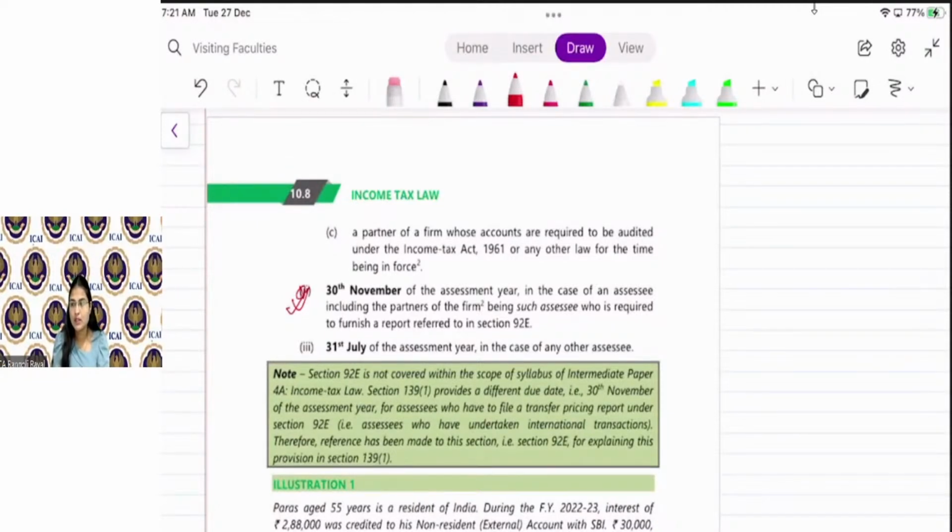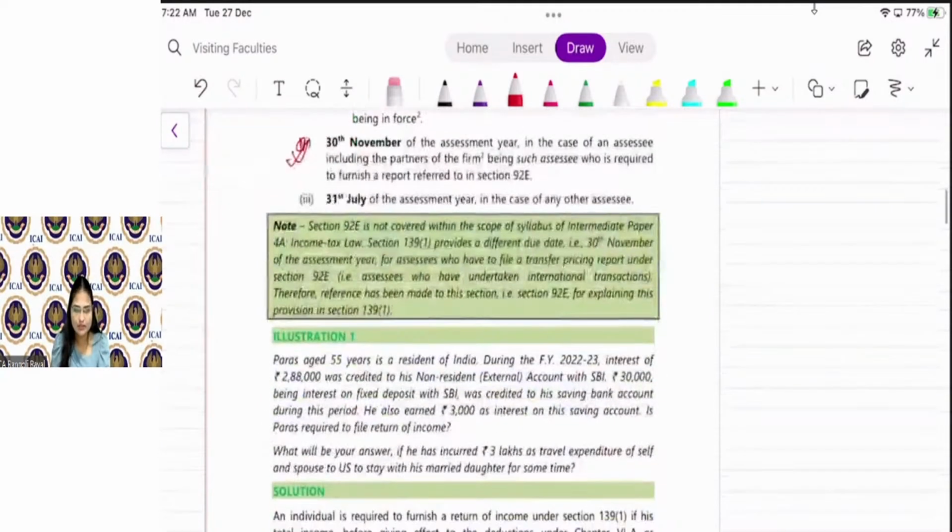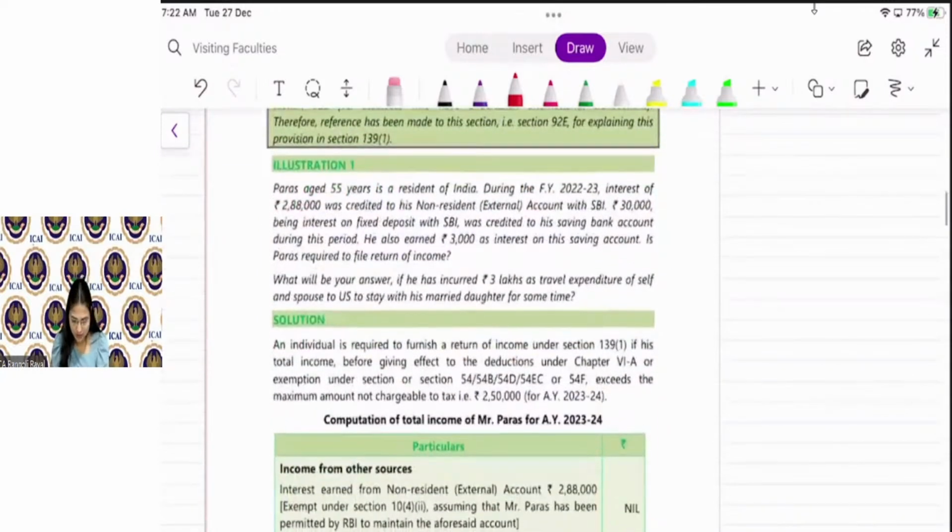So for example, if a person is a salaried employee, then the due date for that individual is 31st July of the assessment year. If a partnership firm is not required to get its books of account audited, then the due date for the partnership firm is also 31st July. And in that case, the due date for filing return of income of the partner is also 31st July. Is that clear, everyone? Sure, let us discuss illustration number 1.